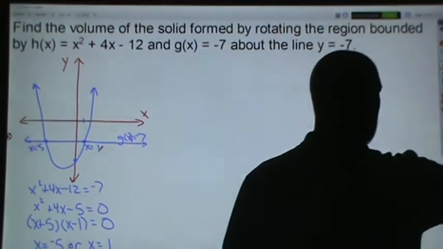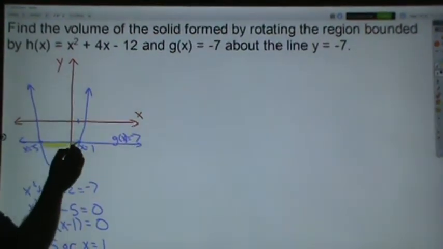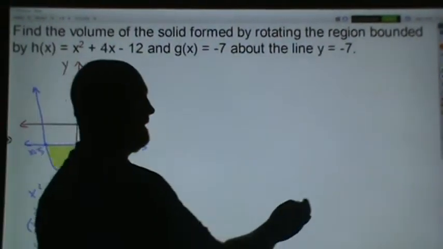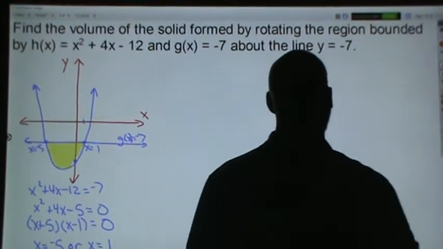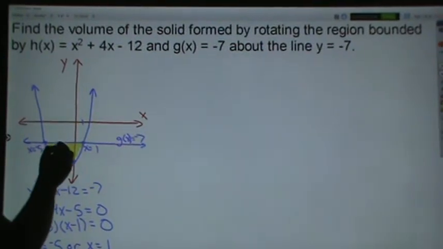So I'm going to take this region right here that's trapped between g of x and f of x, and rotate it about the line y equals -7. So I'm really just rotating it about g of x.